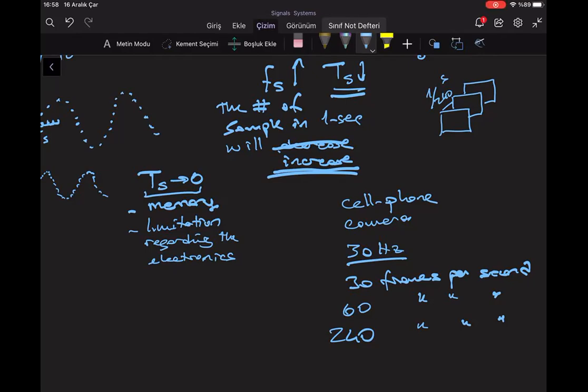Hocam, what about our eyes? Our eyes are thought to be collecting data like a continuous process. It's not like sampling. It's like an analog sensor. But cameras are digital stuff, so they have to keep everything in a certain instance. That's like sampling. Okay, this is a sampling process.